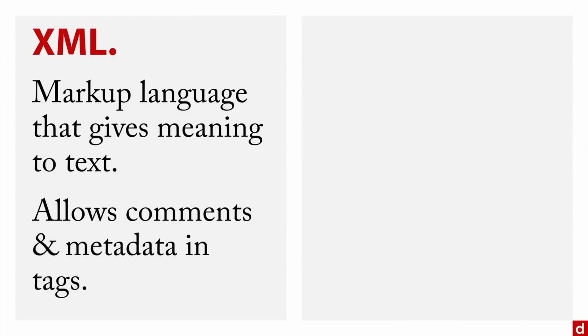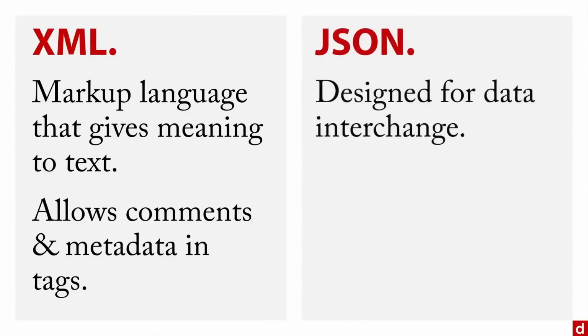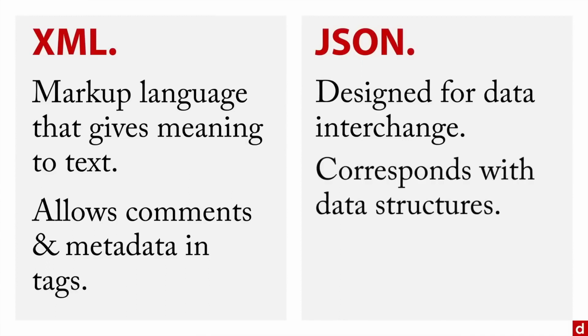You can actually put some information there in the angle brackets to provide additional context. JSON, on the other hand, is specifically designed for data interchange, and so it's got that special focus. And the structured JSON corresponds with data structures. It directly represents objects and arrays and numbers and strings and booleans. And that works really well with the programs that you use to analyze data.